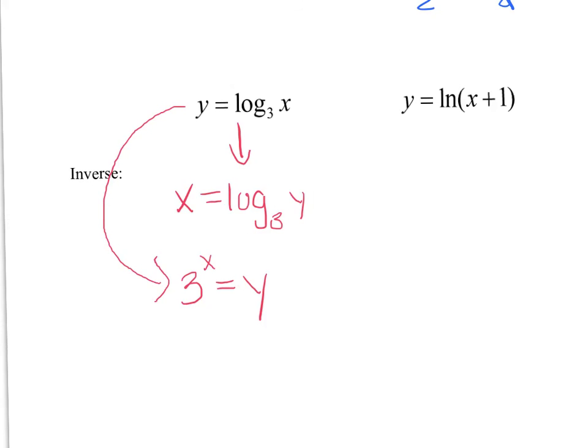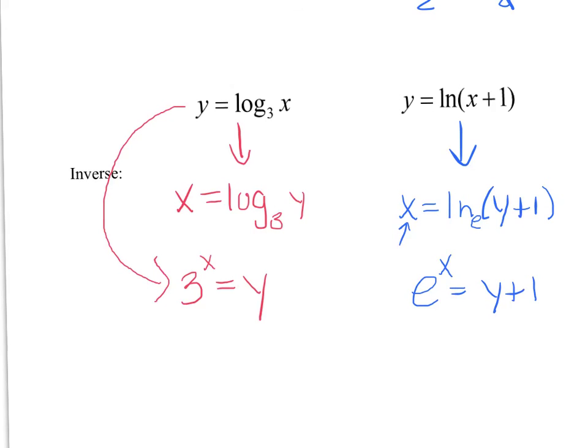That is the inverse. So then if I want to know the inverse of this next one, switch x and y. And then once again, I have to rewrite this in exponential form in order to get y out of there. And remember, the base of natural log is e. So this will be e to the x, I'm looking at the x there, equals what's inside the logarithm, y plus 1. And then to solve for y, I need to subtract 1. So e to the x minus 1 equals y.